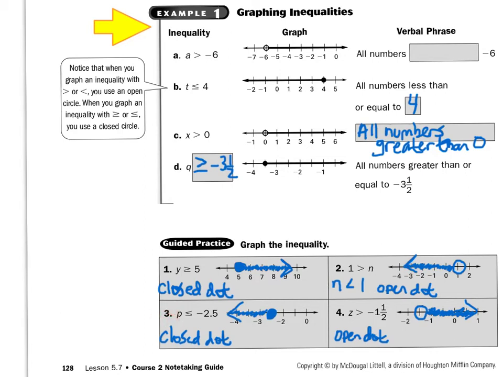Okay, take a look at number 3. P is less than or equal to -2 1/2. Well, because of that underline, that or equal, it's a closed dot. So put a closed dot at -2 1/2, and then shade everything smaller, everything to the left. And then look at number 4. Z is greater than -1 1/2. Well, because it cannot be equal to, it's an open dot. So put an open dot at -1 1/2, and then shade everything to the right, everything larger.